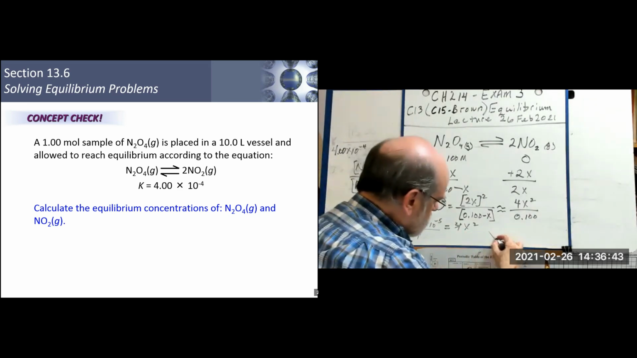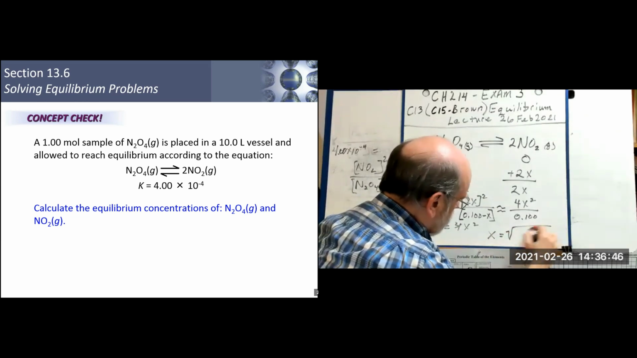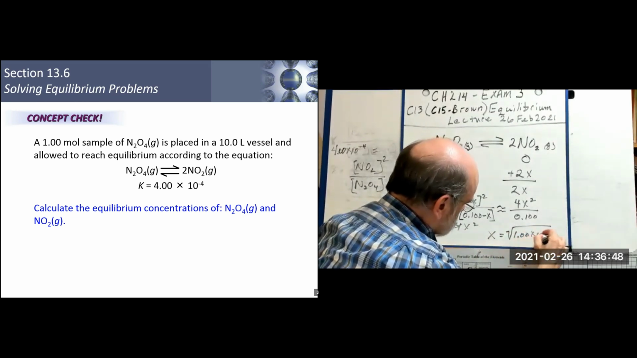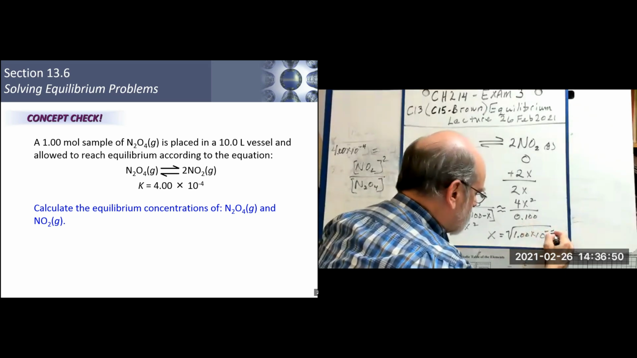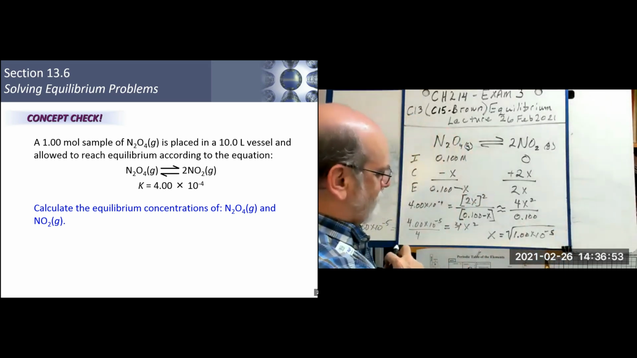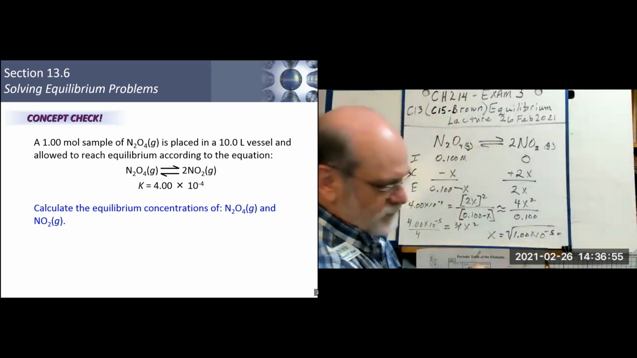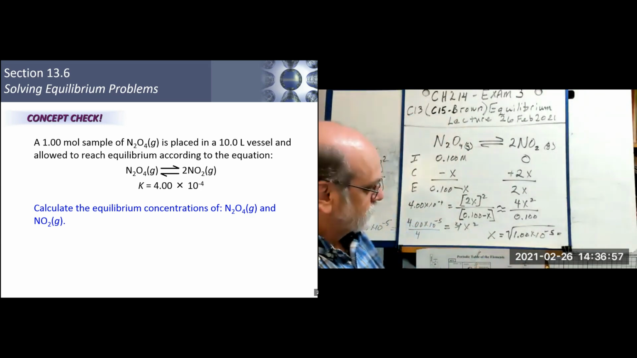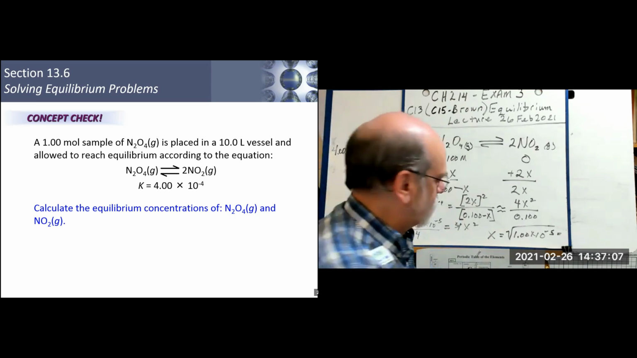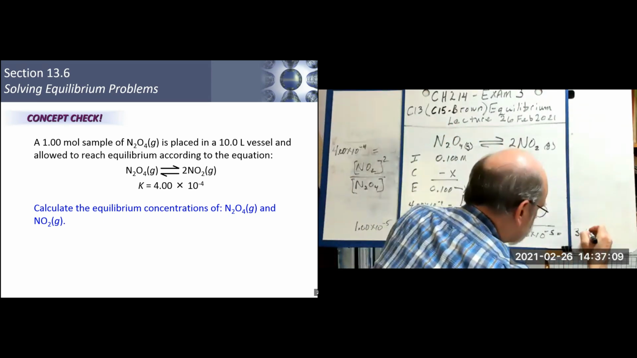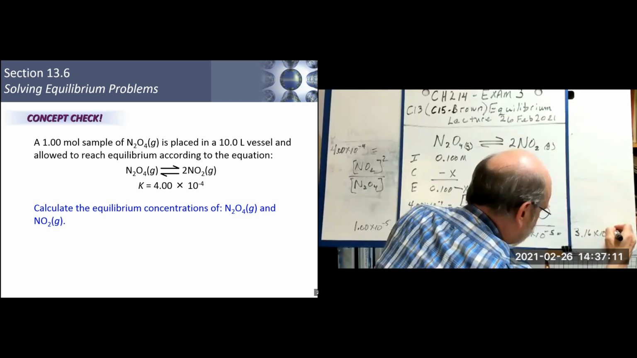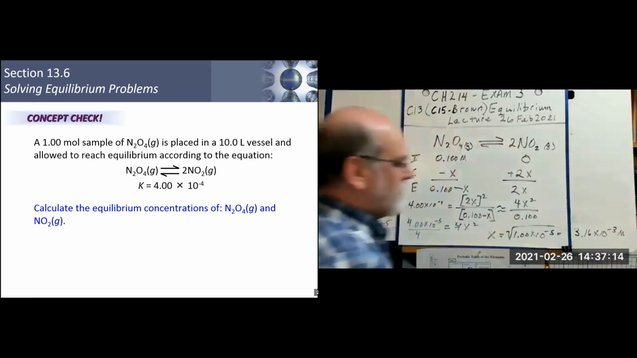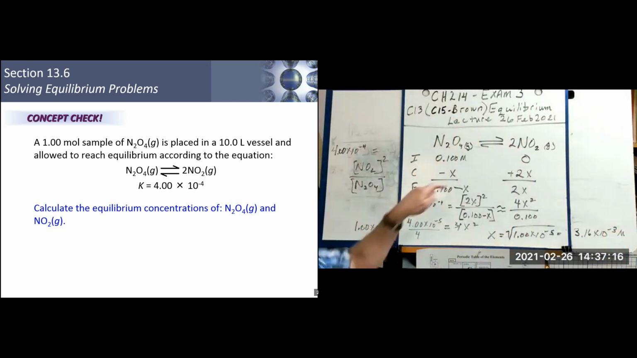So x is equal to the square root of 1 times 10 to the minus 5. Okay? That's a whole lot easier to solve. 1 exponent 5 change sign enter square root. So 3.16 times 10 to the minus 3. That's what we calculated for this value.